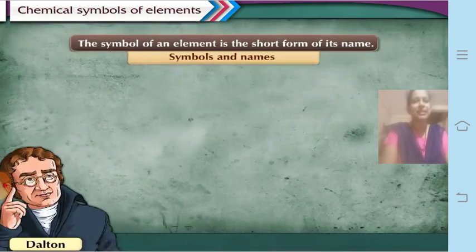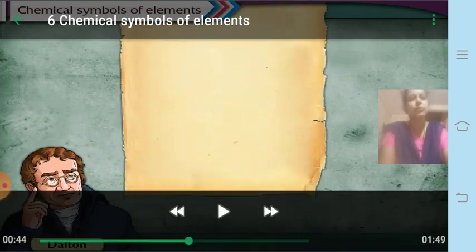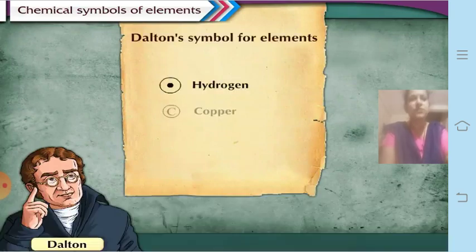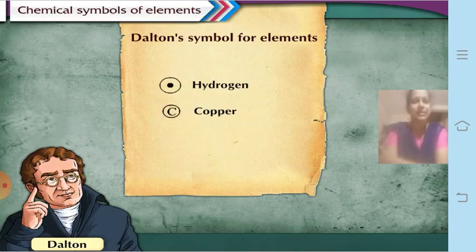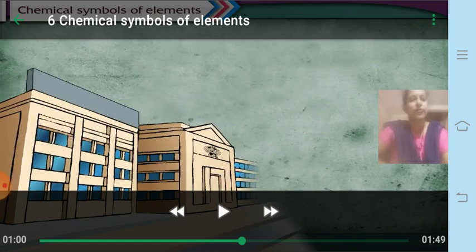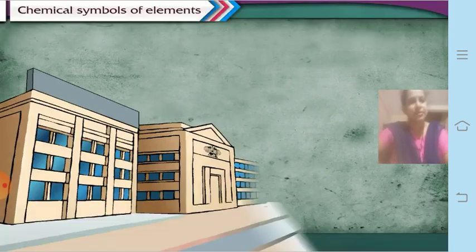Now, many scientists tried to give symbols for various elements. And it was John Dalton who proposed for the first time a symbol for an element. So you can see here the hydrogen and copper symbols, what they were before, when Dalton gave them. Fine. But this could not be used later on for different types of elements, because it is very difficult to name them in the way Dalton chose to.